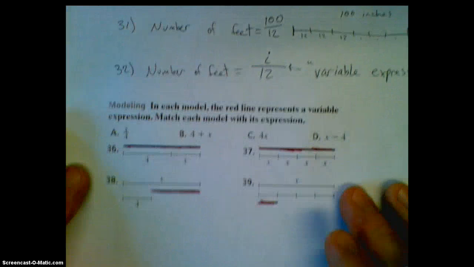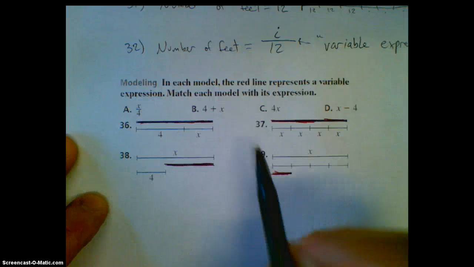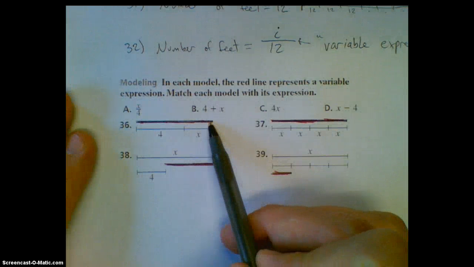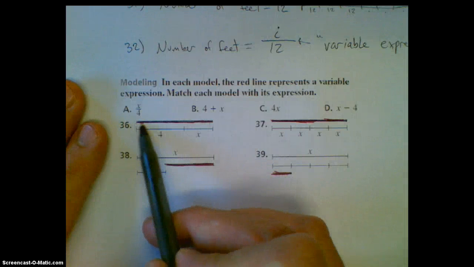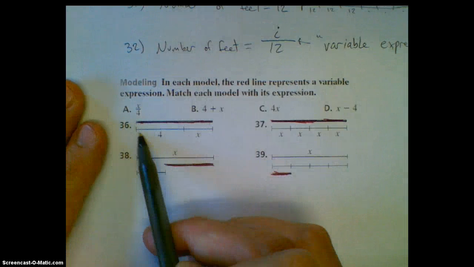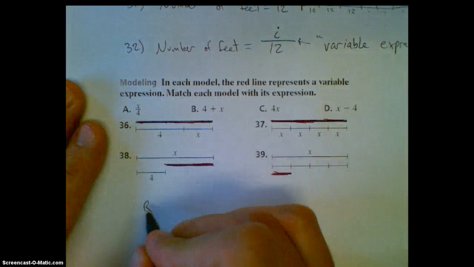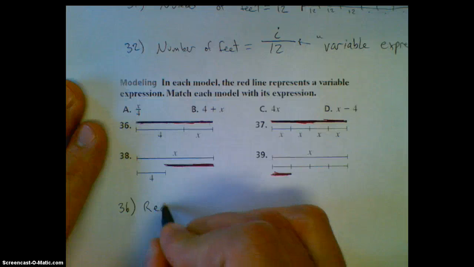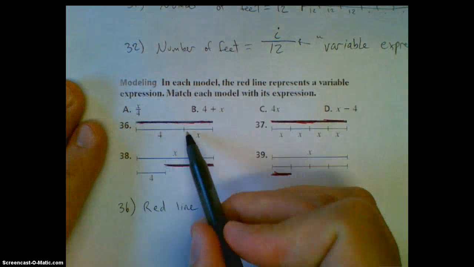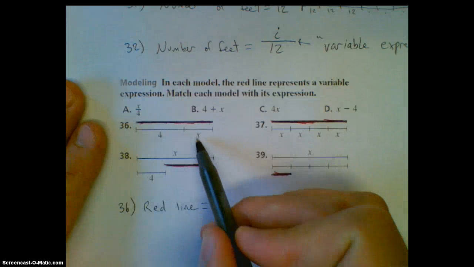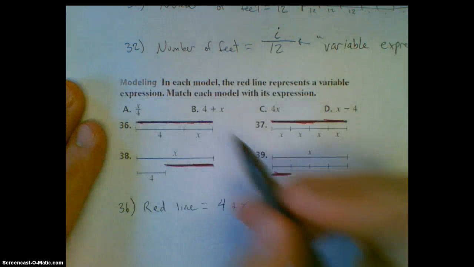Now on to the challenge problems, the mathematical models. With these, the process is kind of similar to conceptualize this. I think of it as the red line equals this expression. So I'm actually going to write that out. 36. The red line equals what? 4 and x. So that would be 4 plus x, and that happens to be choice B.